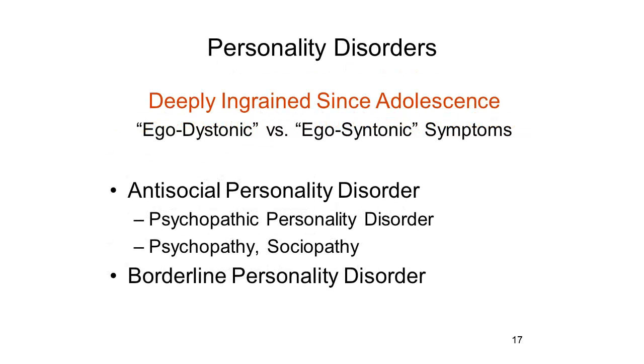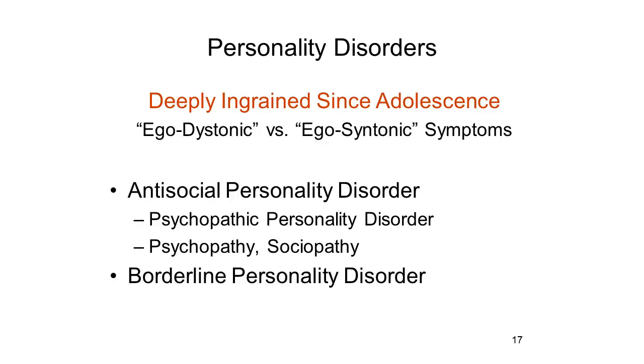The personality disorders consist of deeply ingrained patterns of maladaptive behavior which typically begin to develop in adolescence. In order to understand the personality disorders a little bit better, we need to introduce a distinction between ego-dystonic and ego-syntonic symptoms.